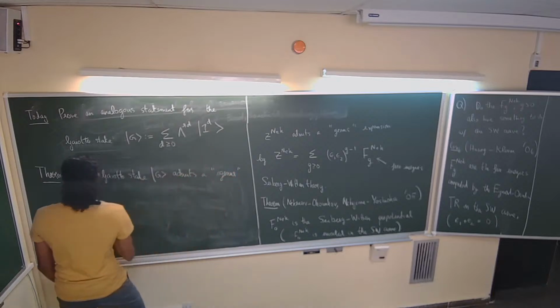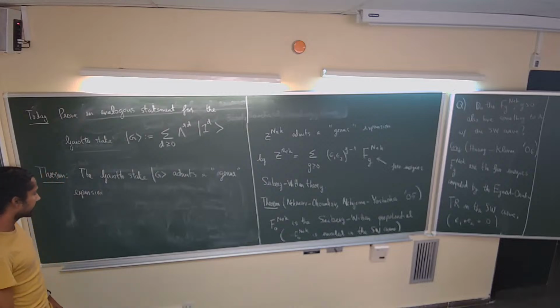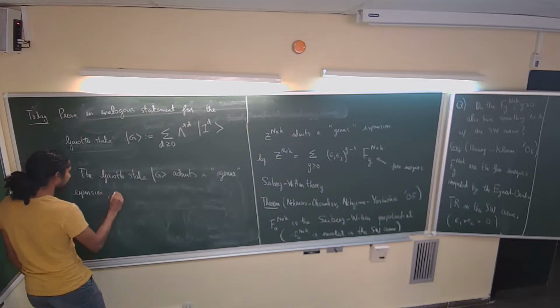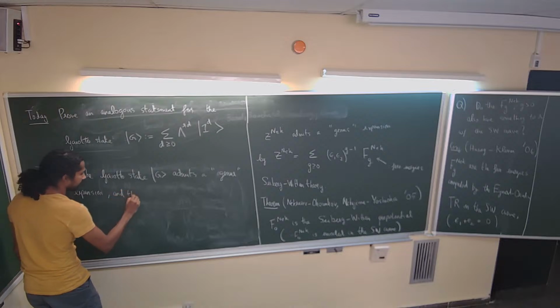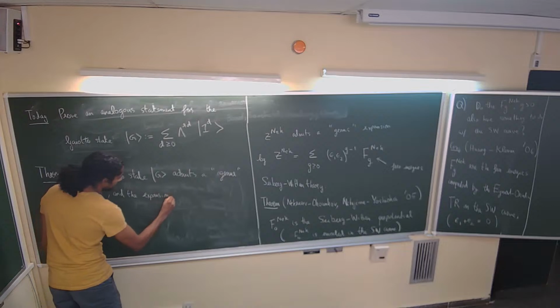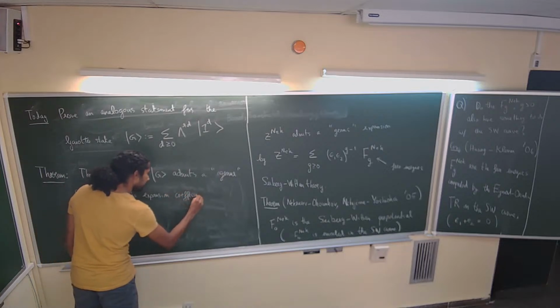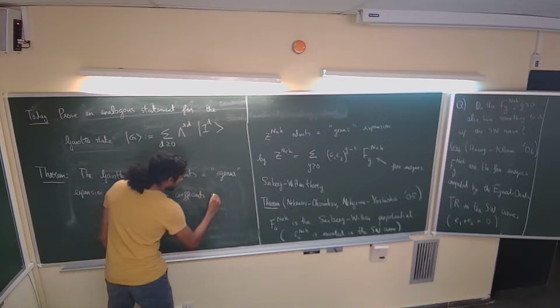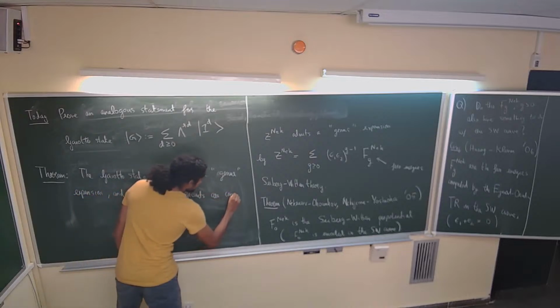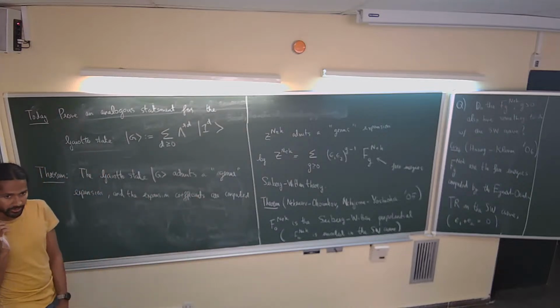Genus expansion. Okay, and the expansion coefficients are computed by the same Eynard and Orantin topological recursion, which I'll always just abbreviate by TR.